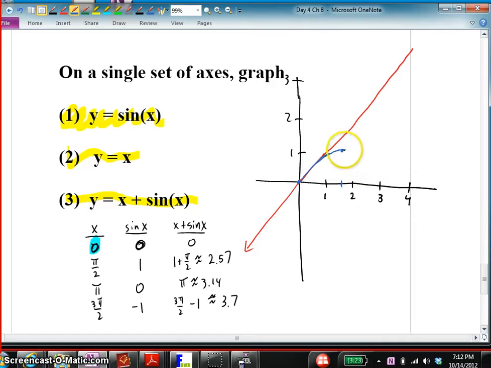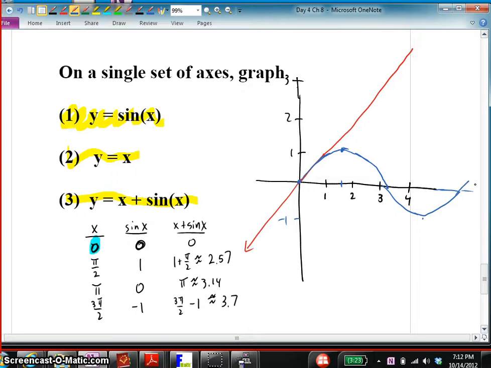At pi, which is 3.14, it's about right. It's back there, and then so forth. So this is -1. We're over here somewhere, and so it's kind of hard to graph, but let's try to figure it out.